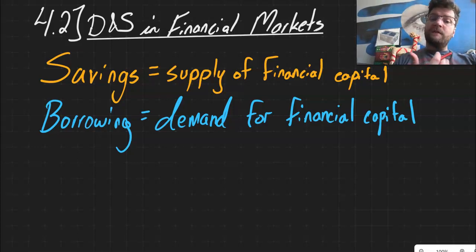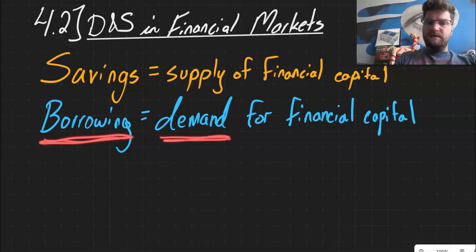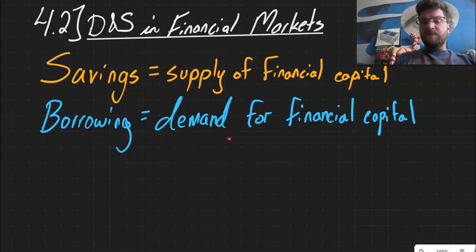In order to start thinking about supply and demand in financial markets, we have to start defining what is demand and what is supply in financial markets, because it's different than the other two. So we have here that savings are going to be the supply for financial capital, whereas borrowing will be the demand. So the supply are households and firms and governments that are saving money.